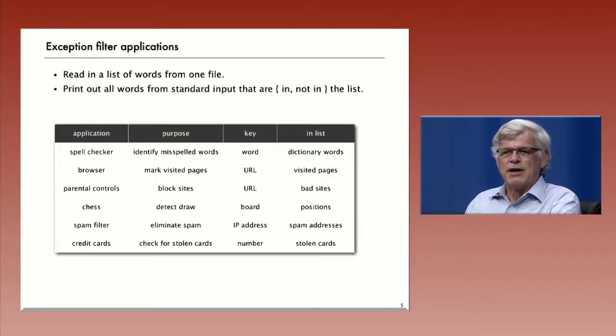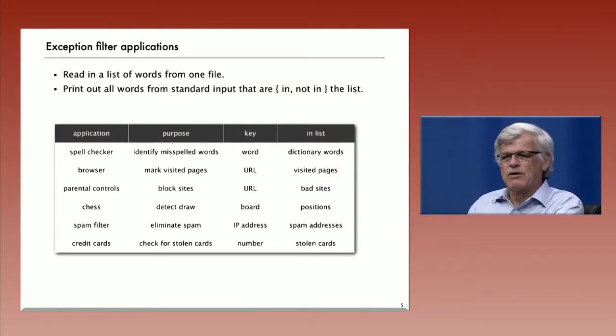For example, you might have a spell checker where you want to identify misspelled words. So then your key would be a word or string, and in your exceptional list would be words that are in the dictionary. And you'd want to print out all the words that are not in the dictionary. That's an example of an exception filter. In a browser, you might want to mark your visited pages or block sites and so forth. Or like the one at the bottom, credit cards.